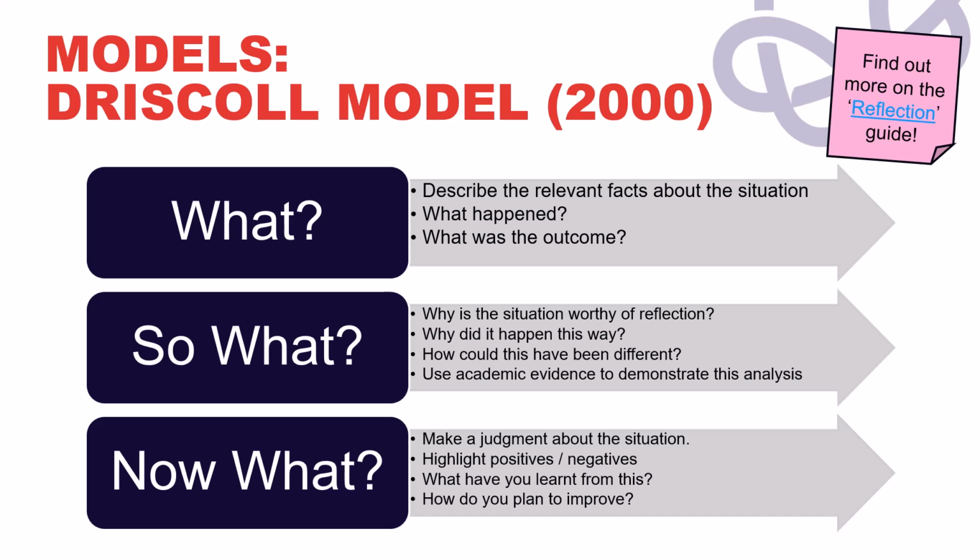The what section is where you can describe what happened and indicate the outcome, providing the details that your reader needs to understand. The so what is for your analysis, explaining why it happened this way and what could have been different, what options were available, and you're using academic evidence to demonstrate that. And then the now what section is where you can make a judgment about whether this situation went well or not overall, highlighting the positives and negatives that occurred within it, and then going on to explain what you've learnt from it and how you plan to improve.